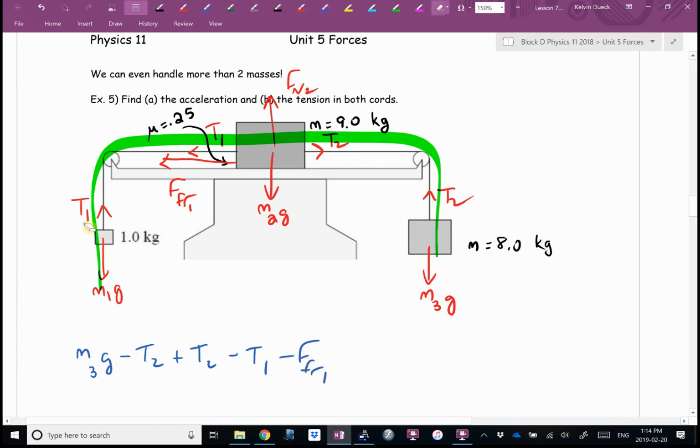And then this tension 1, you might be tempted to say, Mr. Dueck, it's pointing up, it's a loser. But when you follow it, follow it, I think when it gets to this side, it ends up pointing down, winner, plus. And this M1G, you might be tempted to say, Dueck, it's down, it's a winner, plus. But if you follow it over to here, I think when it gets to this side, it ends up pointing loser, minus.